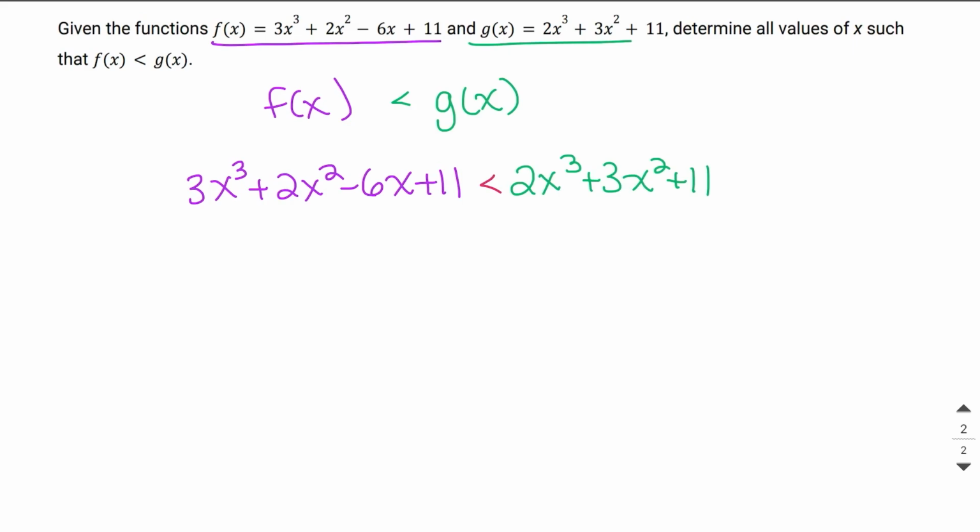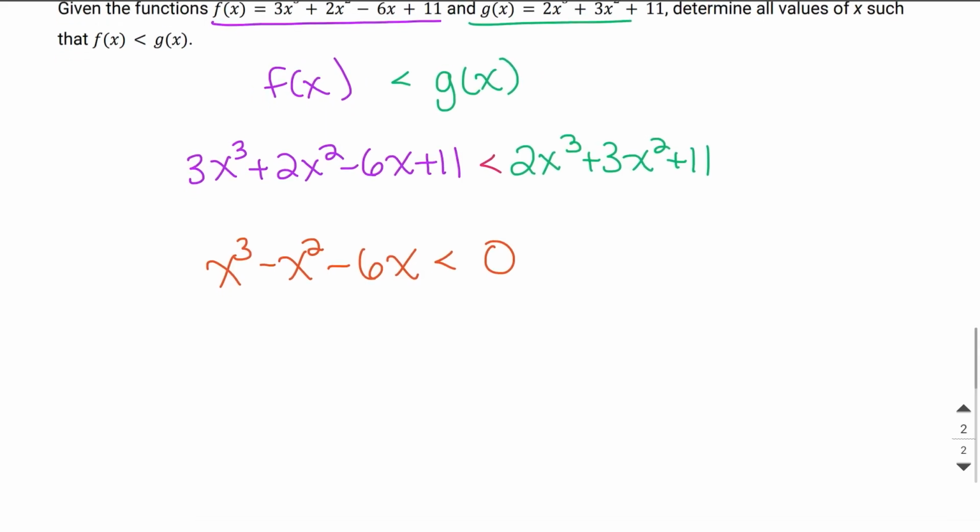So I'm going to subtract the 2x cubed right here from the 3x cubed and I get 1x cubed. I'm going to subtract the 3x squared from the 2x squared and I get negative x squared. I'm going to just copy down this minus 6x because nothing is like it, and then I'm going to subtract the 11 over, and that gives me nothing. So I'm all done with the left side, the right side is just 0.